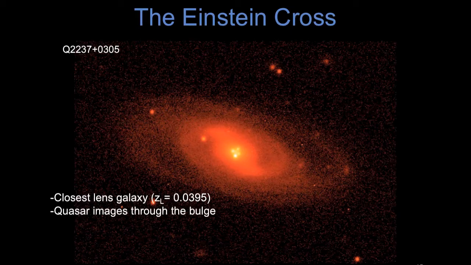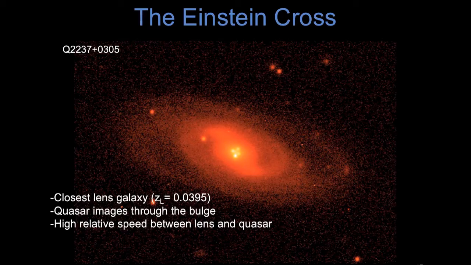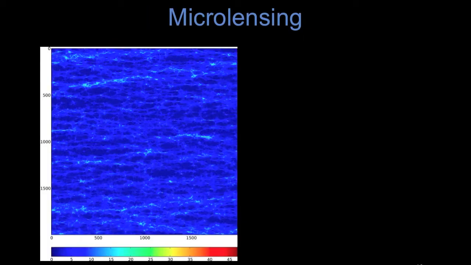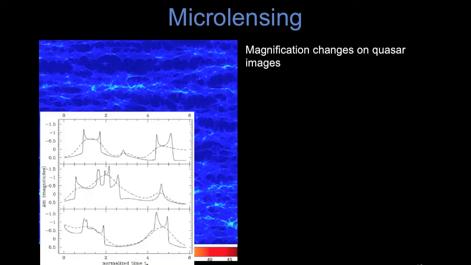This, and the high relative speed between the lens and the quasar, because the lens is very close, causes a noticeable additional gravitational lensing effect caused by the stars of the bulge. This will also split the images of the quasar, but the splitting will take place on a scale of microarcseconds, so we don't have enough resolution to see it. We only see changes in the brightness of the images.